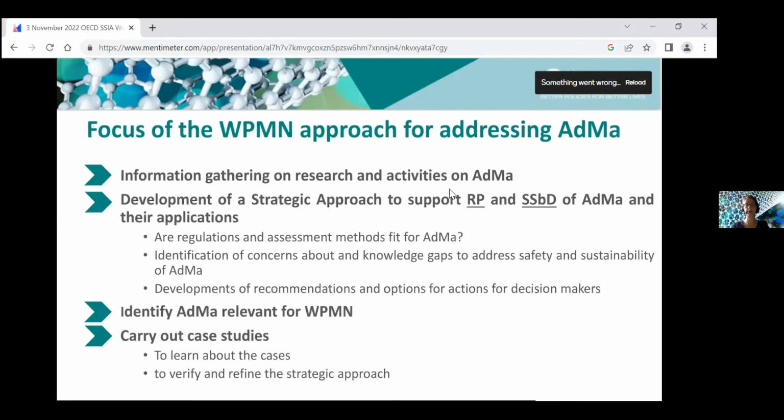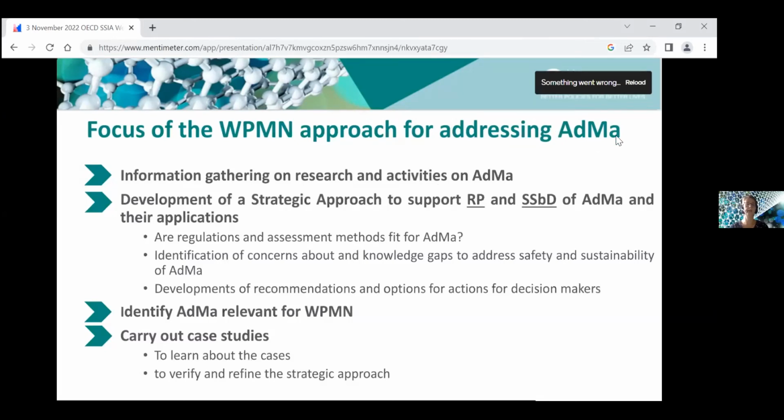For instance, are there regulations and assessment methods fit for advanced material? It should help to identify concerns, but also knowledge gaps to address safety and sustainability of advanced materials. And it should help to develop recommendations and options for action for decision makers. And in a few minutes, my colleague Agnes will give you some more details on this strategic approach.